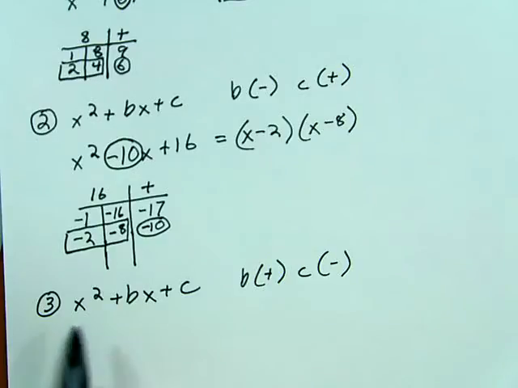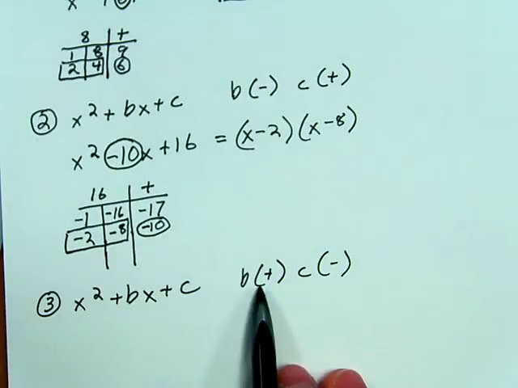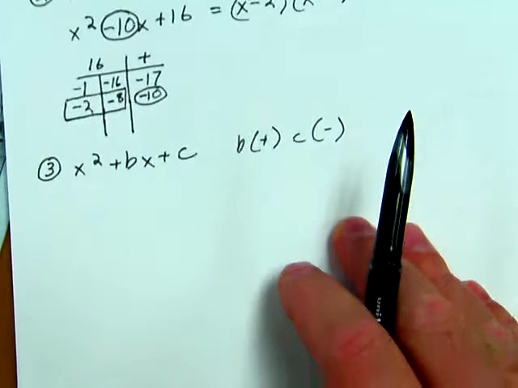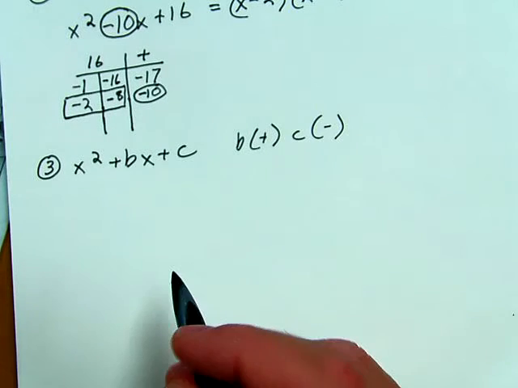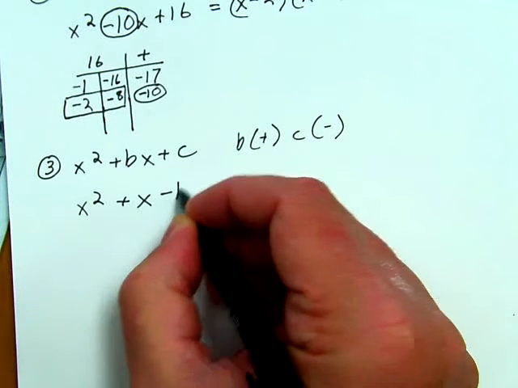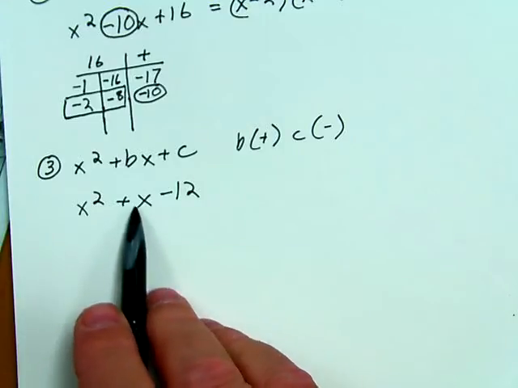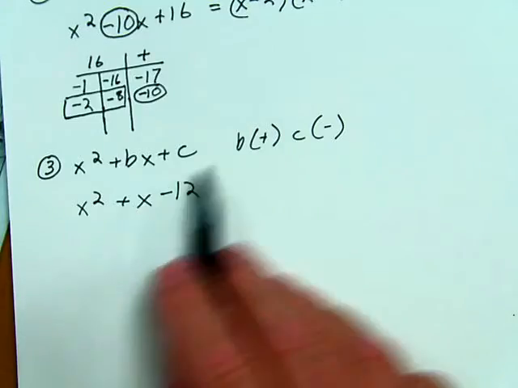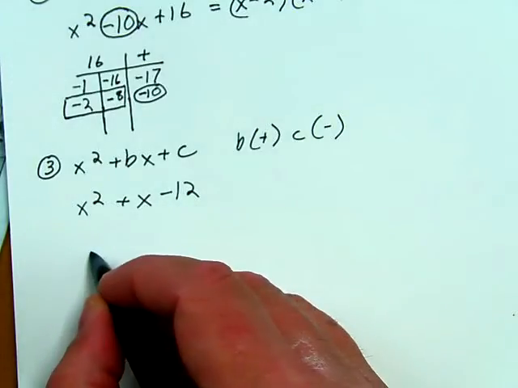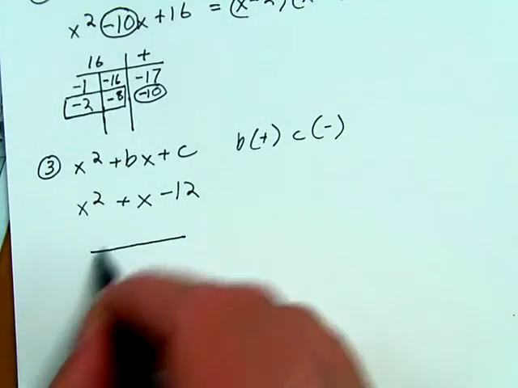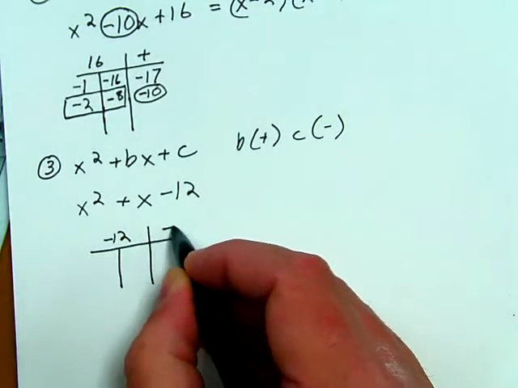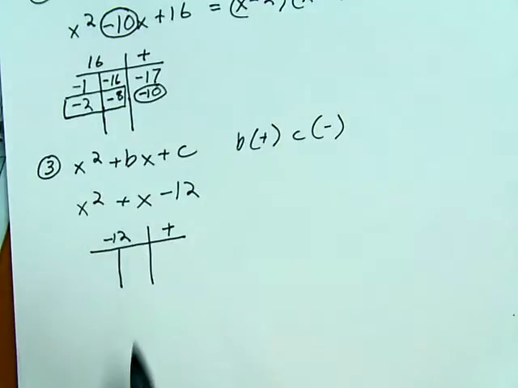Okay, example number 3, we have x squared plus bx plus c again, but this time we're worried about when b is positive and c is negative. So our example here is x squared plus x minus 12. There's no coefficient on the x, which really means there's a 1 there. So b is a positive 1 and c is a negative 12. When I make my chart, I want to multiply two numbers that equal negative 12, and when they add together, they add to a positive 1.